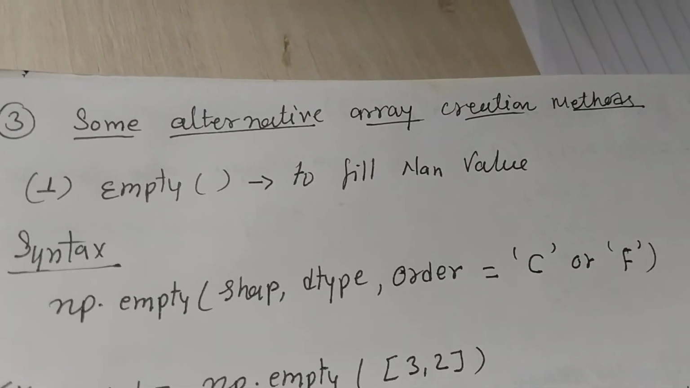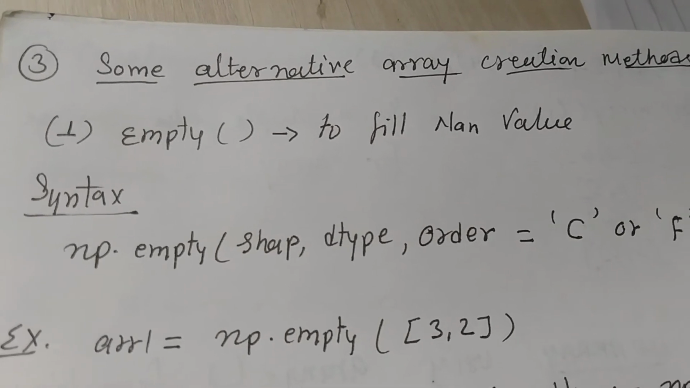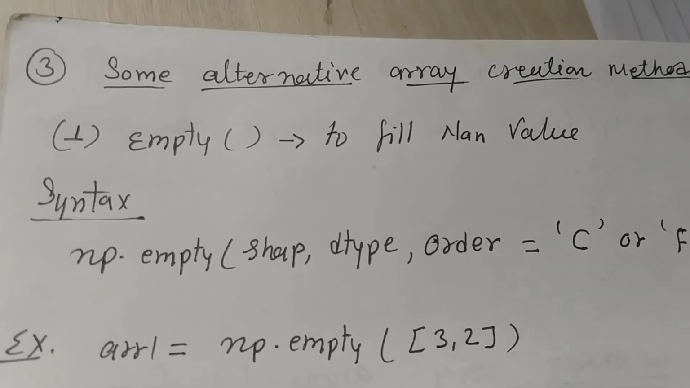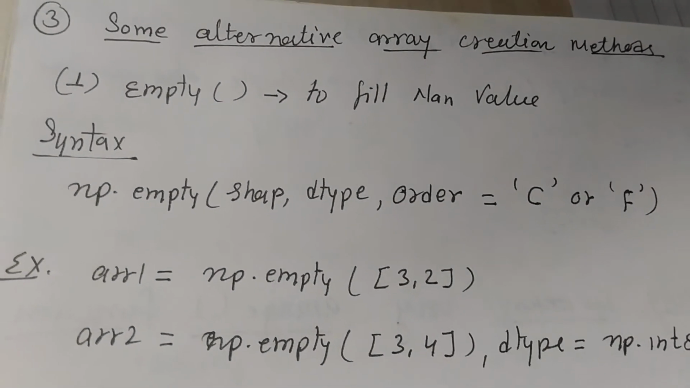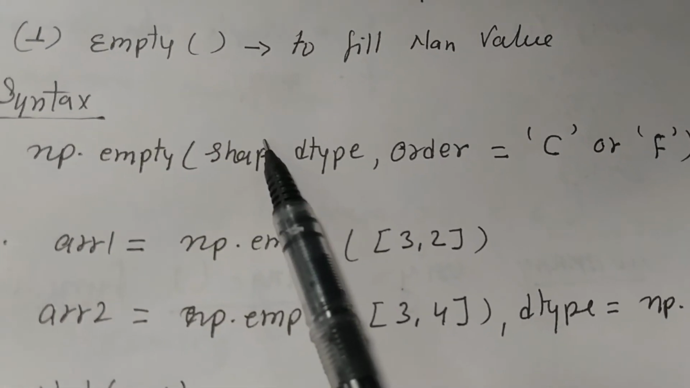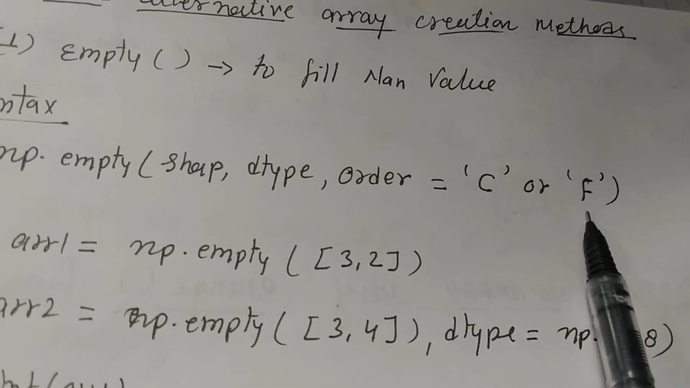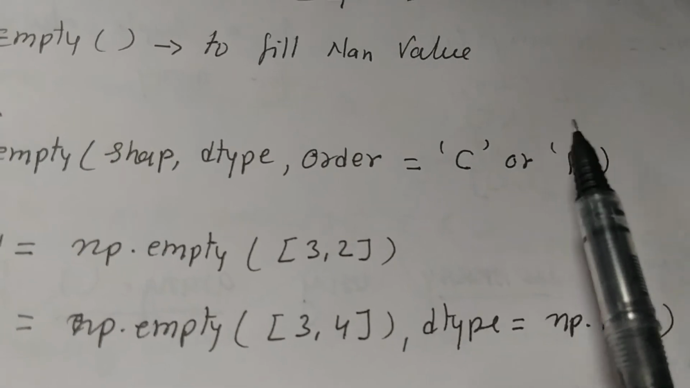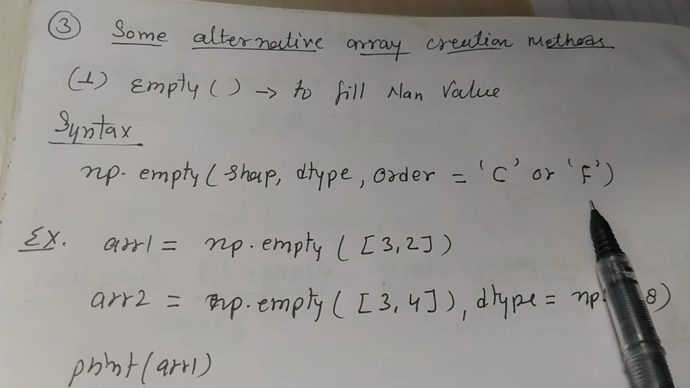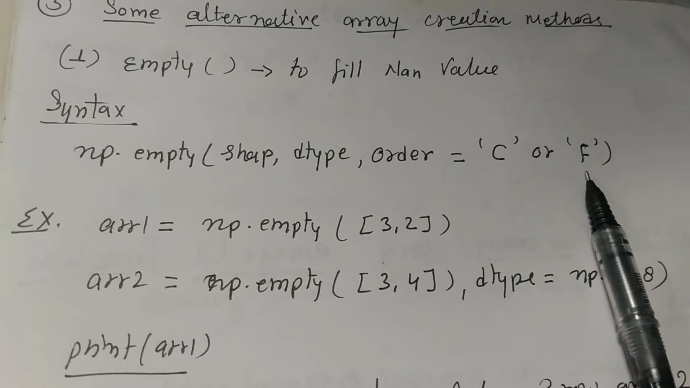Now the next thing is some alternative array creation methods, like empty. Empty means we do not want any value over there. The syntax is np.empty(shape, dtype, order): what shape you require, what data type you require, and what order you require, C or F. C is used for columns and F is used for rows, but F has a different meaning. F means Fortran, the formula translation language, and that always works row wise.